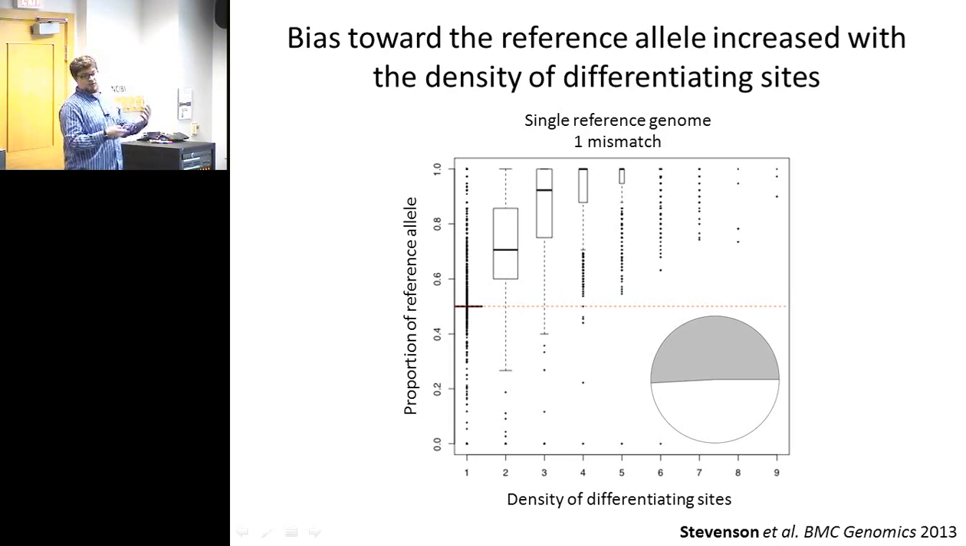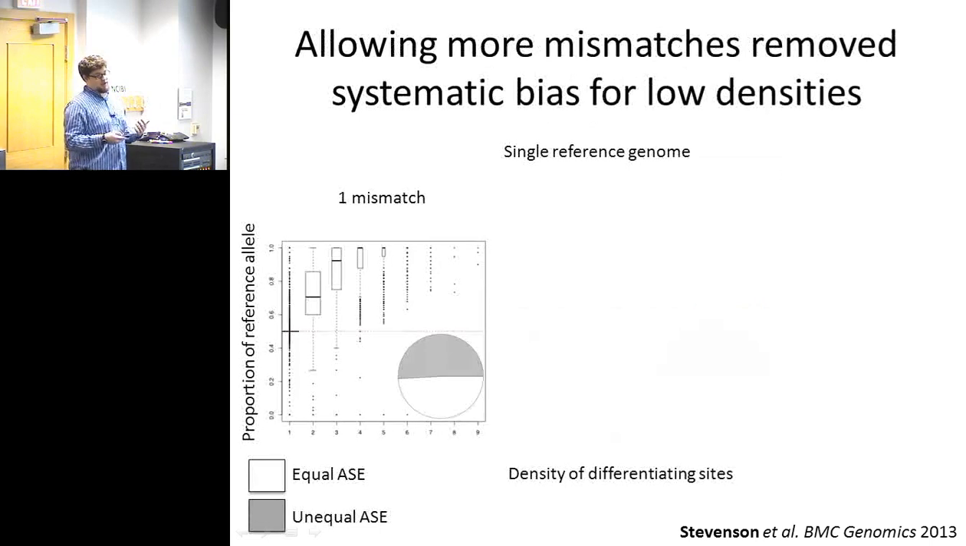And again, because we've also allowed additional mismatches, we want to look at how this also affected differentiating sites when we separate them into their relative densities.